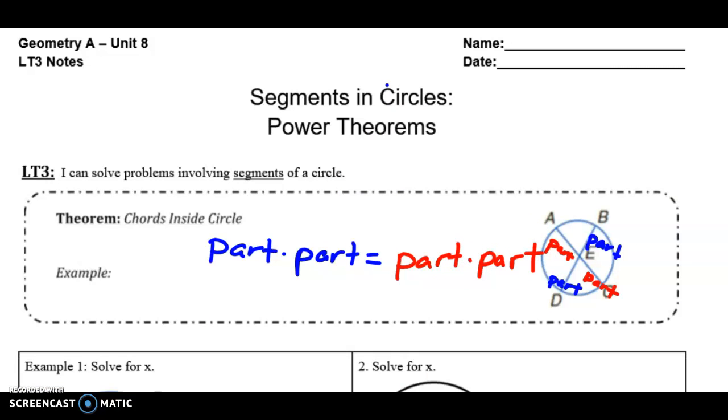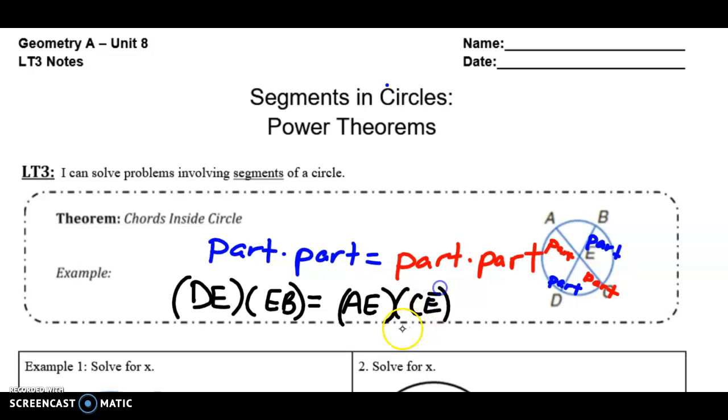And using letters, what that would be is DE times EB would be equal to AE times CE. So again, this times this will be equal to this times that. That's the big idea.